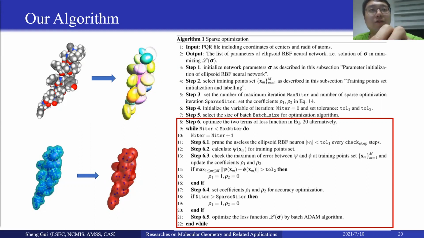Step 6.4, after performing the sparse iterations, when the number of effective neurons is fixed, keeps performing some steps of the minimization of the ES to achieve better accuracy of the approximation on the training point data. Step 6.5 updates the network parameters and optimizes the loss function by the batch iteration method.